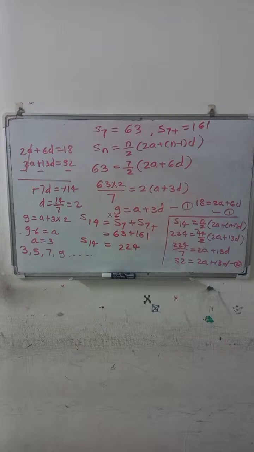Write down the next one. If Sn, the sum of first n terms of an AP, is given by Sn is equal to 3n square minus 4n, find the nth term.